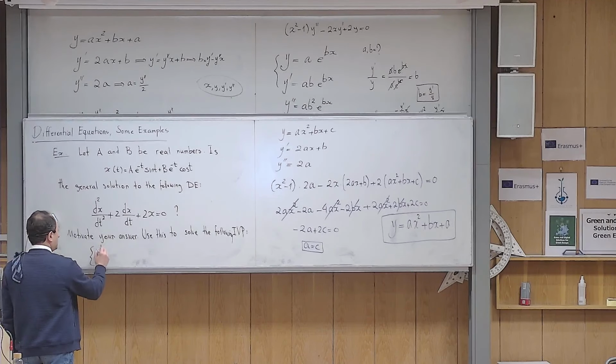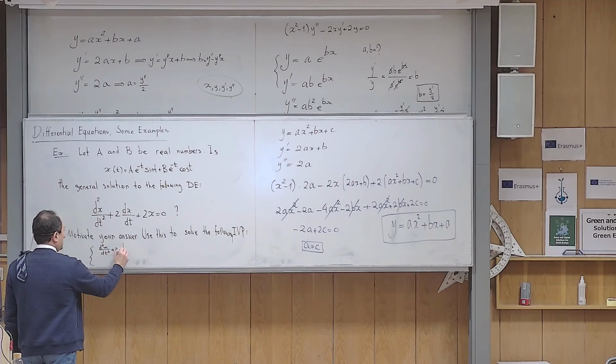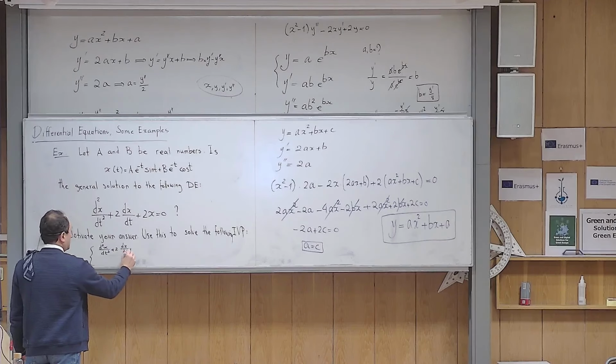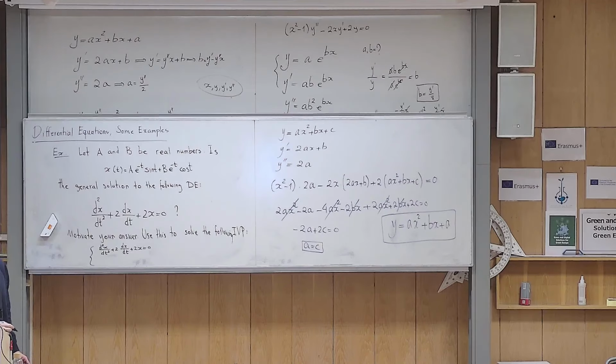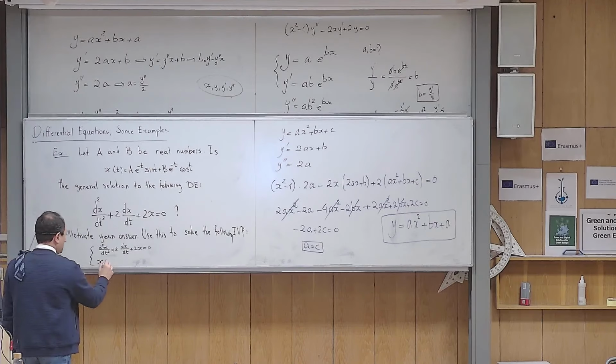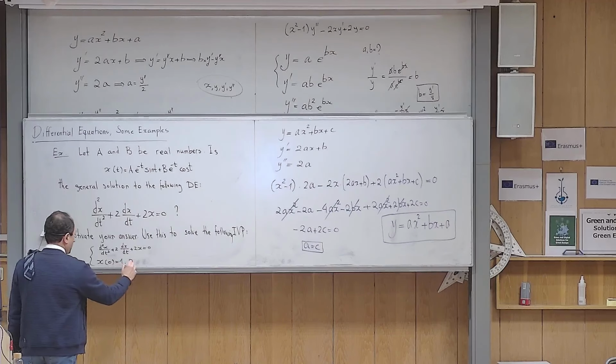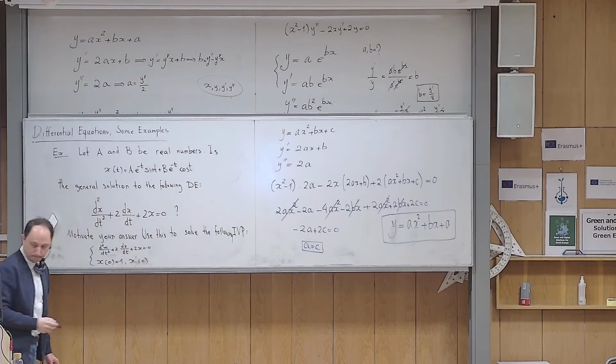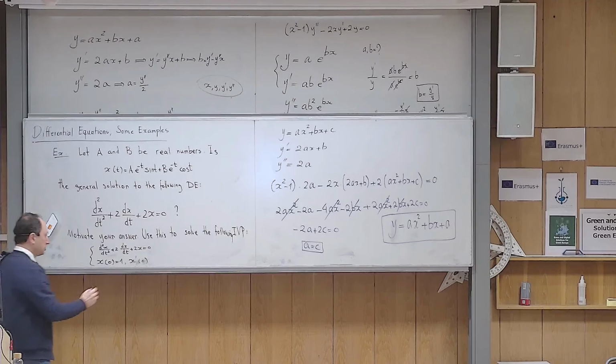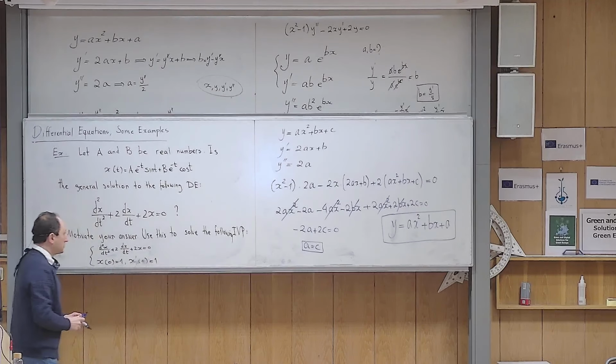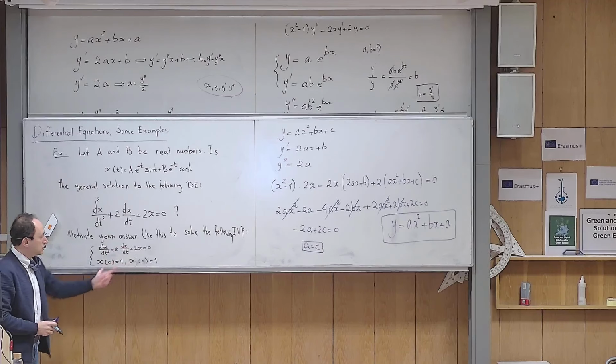So you write d²x/dt² plus 2 dx/dt plus 2x equals 0. And then I give you two extra conditions. x of 0 is 1, and x prime of 0 is 1 again. So you see, this becomes an initial value problem.